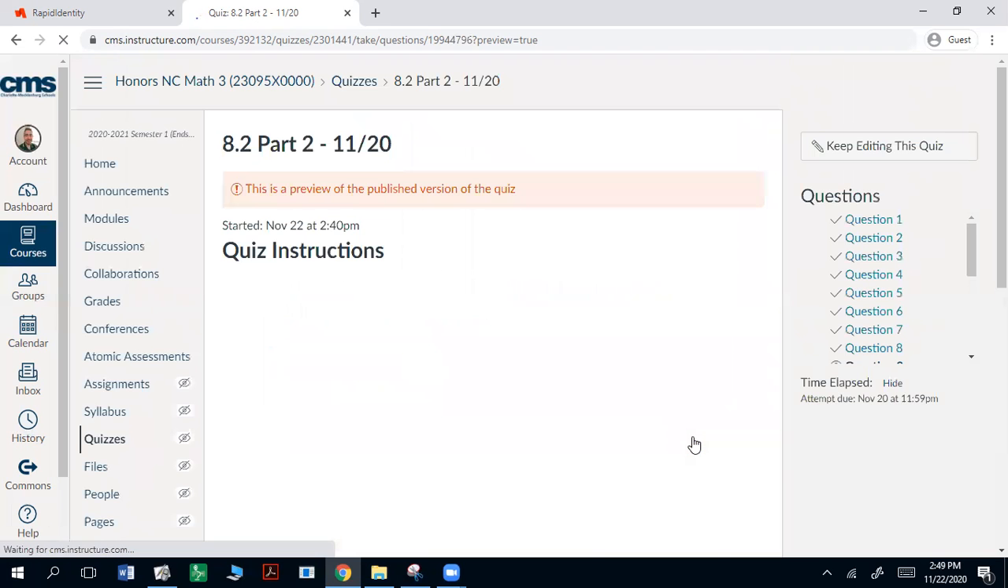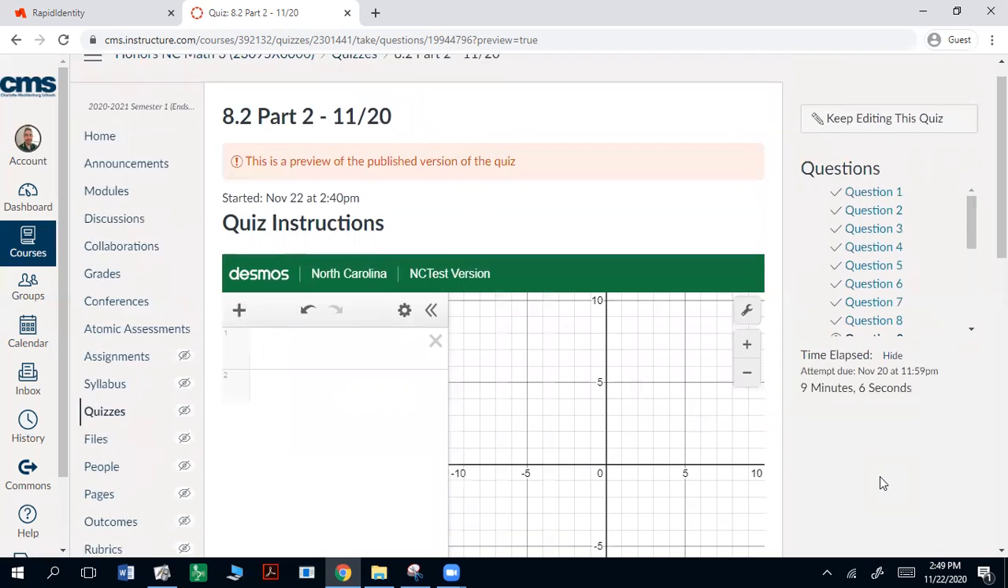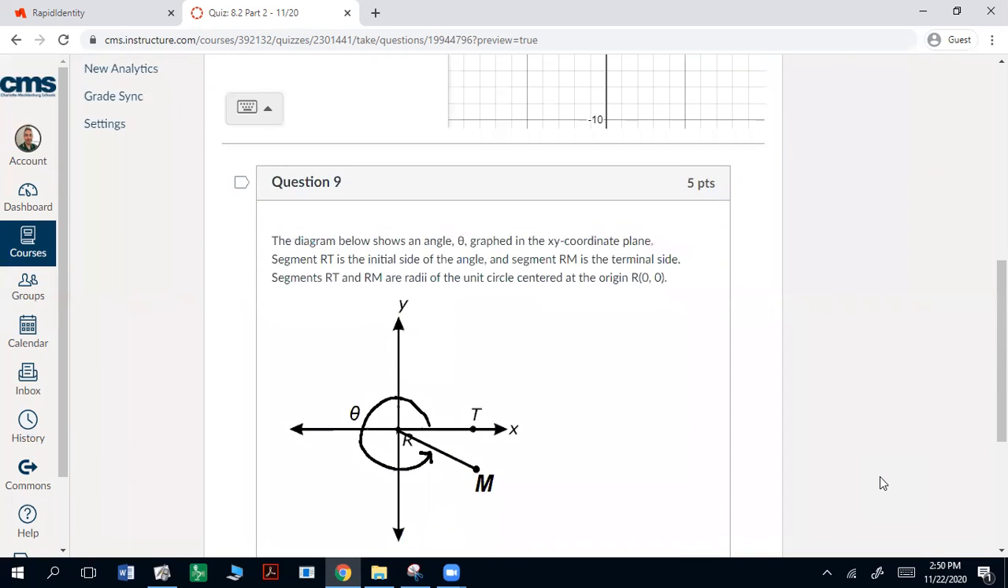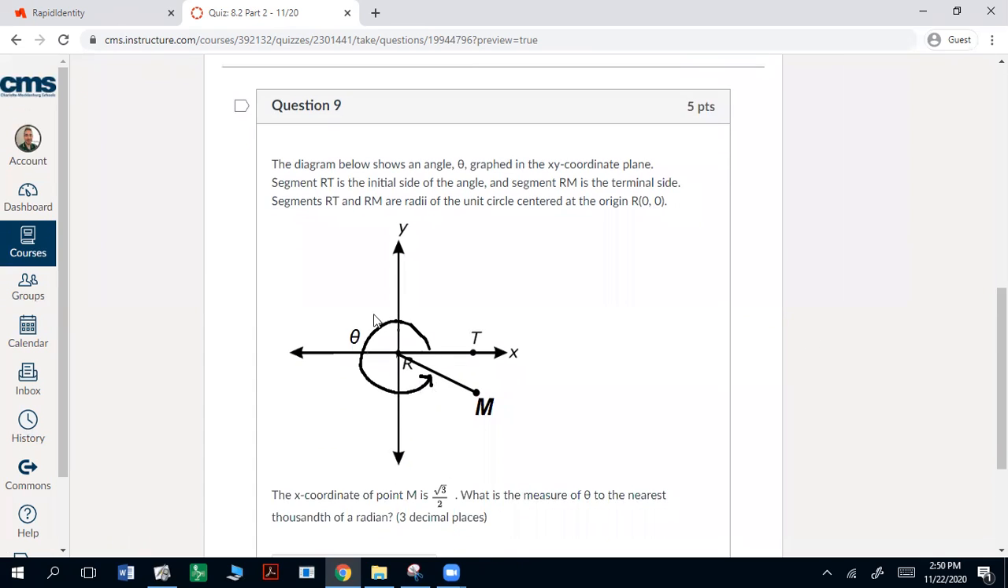Next. Number 9. The diagram below shows an angle theta graphed in the xy coordinate plane. Segment RT, same description, different angle. We want to know this angle. So again, look at this, where this is closer to the x-axis. So it should be about 30 degrees from 360. So I'm going to guess 330 degrees.